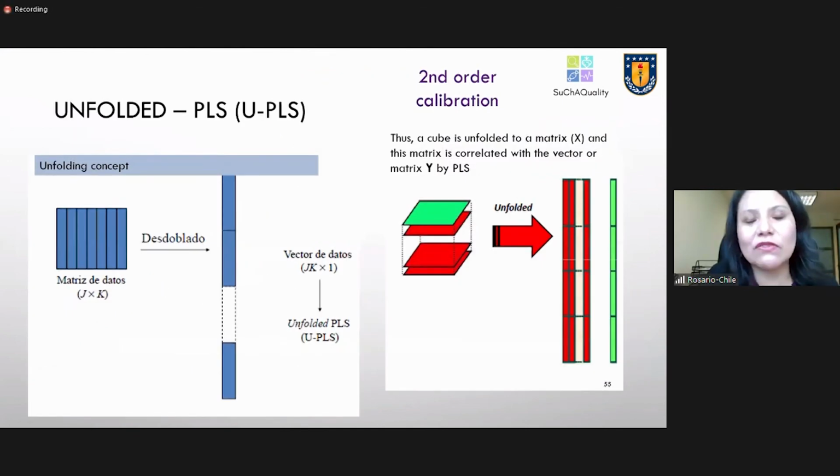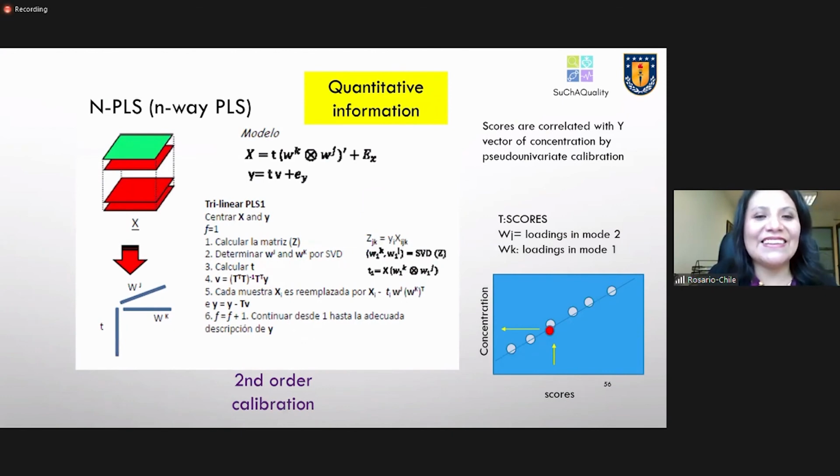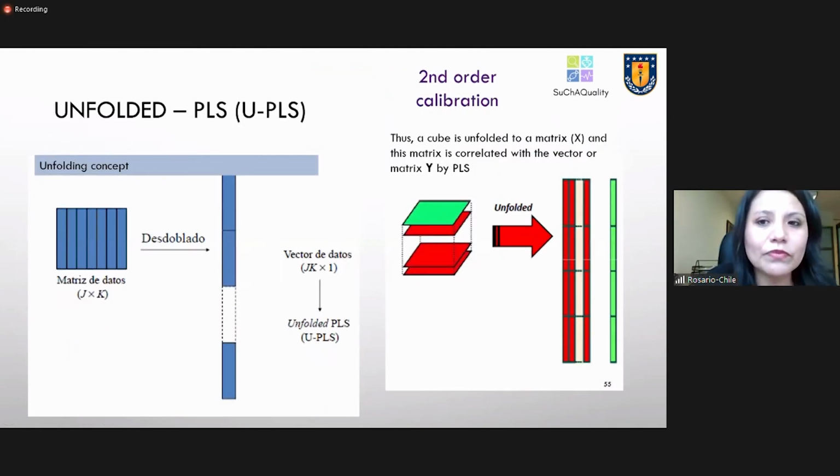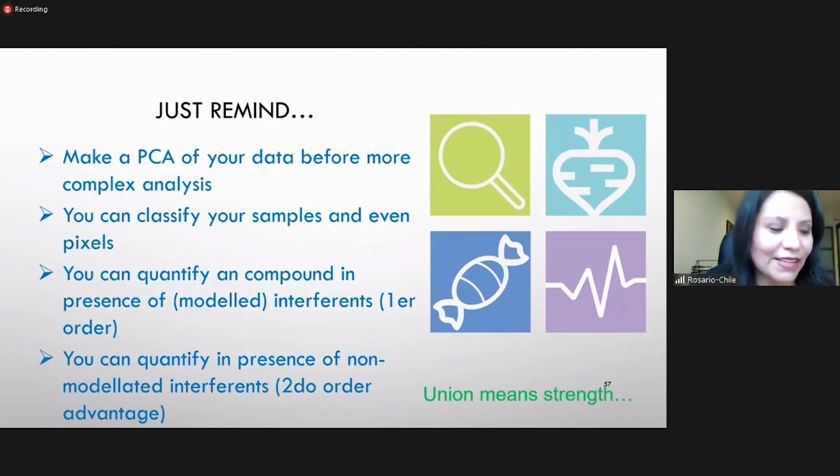Normally this is used, for example, for spectroscopy, fluorescence, chromatography, and it works very well. But in this case, I need trilinearity, so I need simultaneous variation of the three axes in the data set. So I have quantitative information here, okay? So this is regarding the N-way methods.